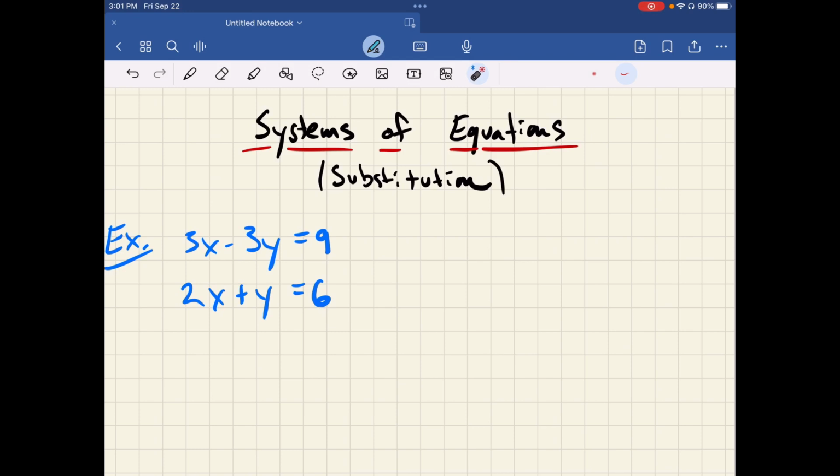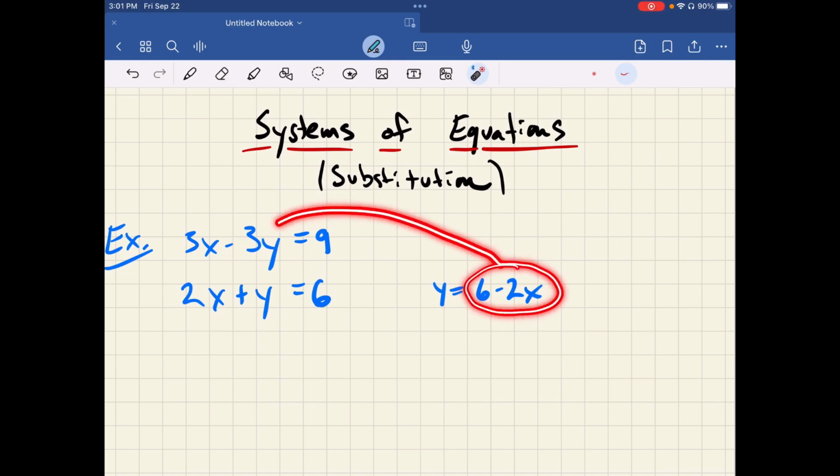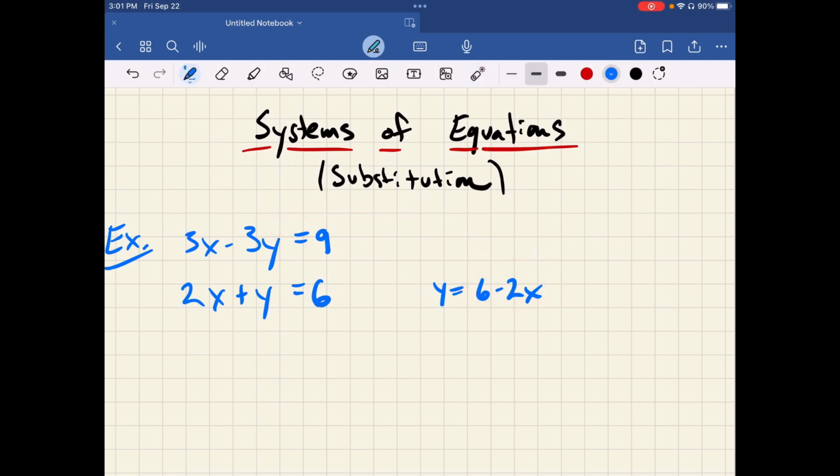So we're going to start off by using the substitution method, and we're going to look right here. We can see I have a y that is by itself, right? So it's very easy. I can just subtract 2x from both sides. Now I end up getting a 0 here, so our new equation will be written as y equals 6 minus 2x. And so from here, we're going to use the substitution part. I know y is equal to 6 minus 2x, which is what I'm going to plug in right there to that equation. And when I do that, that looks like this.